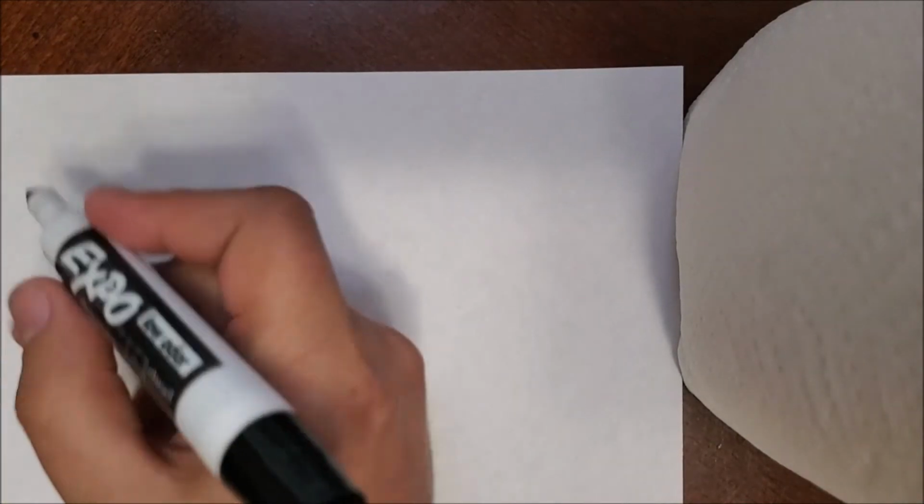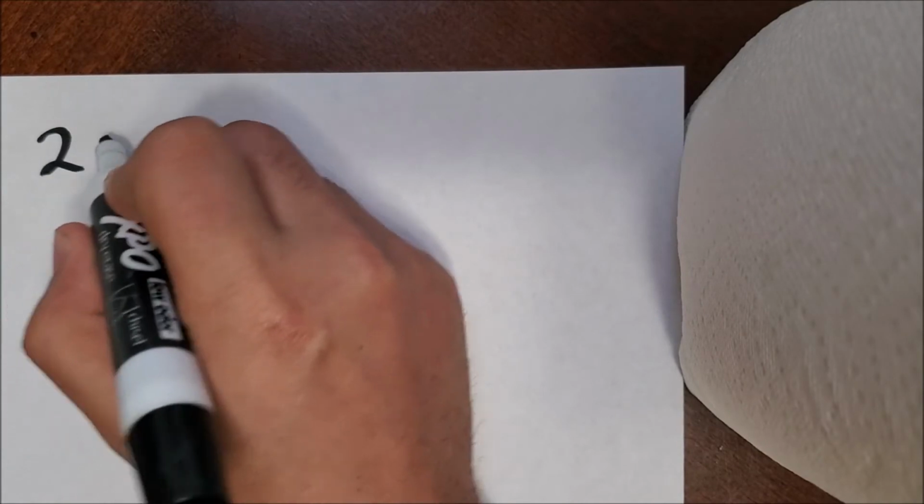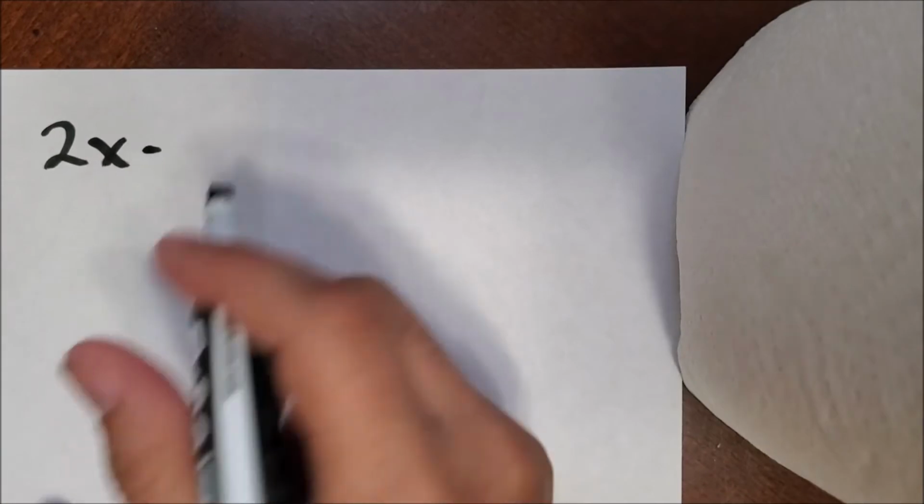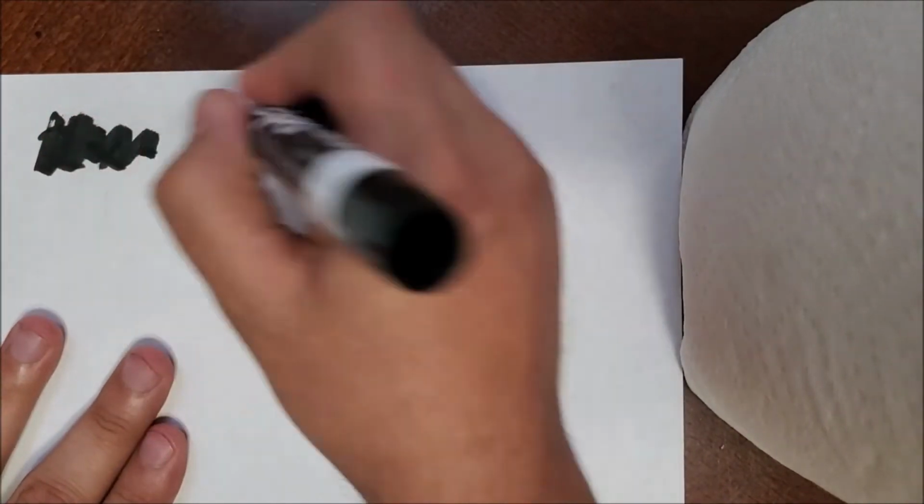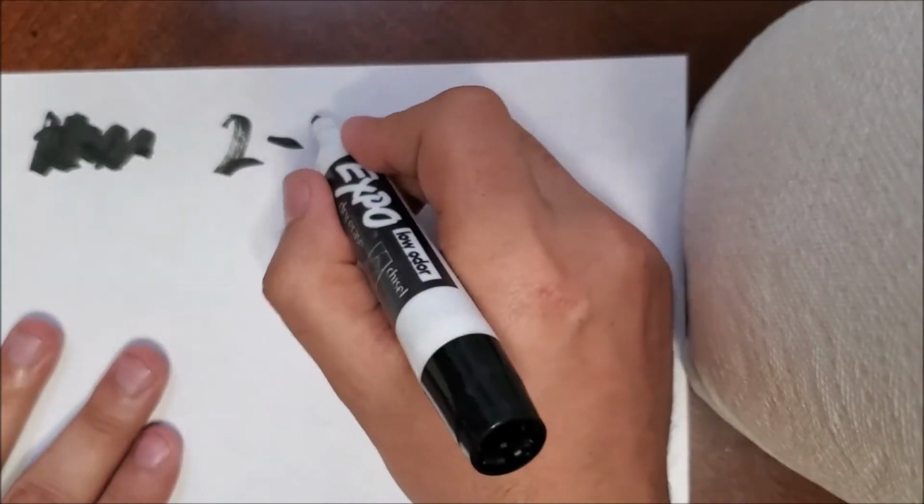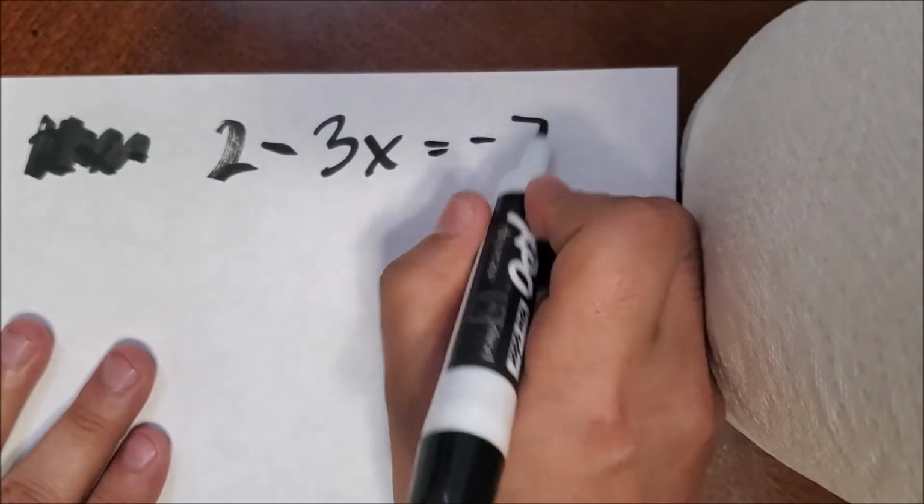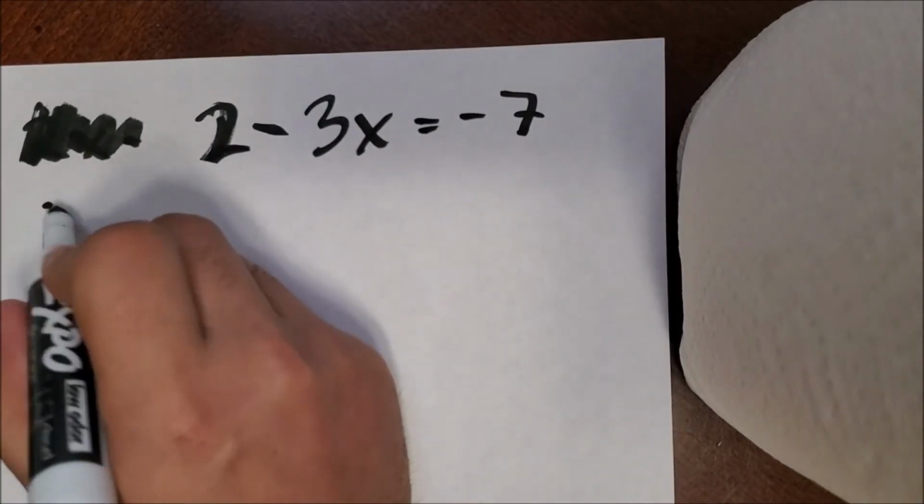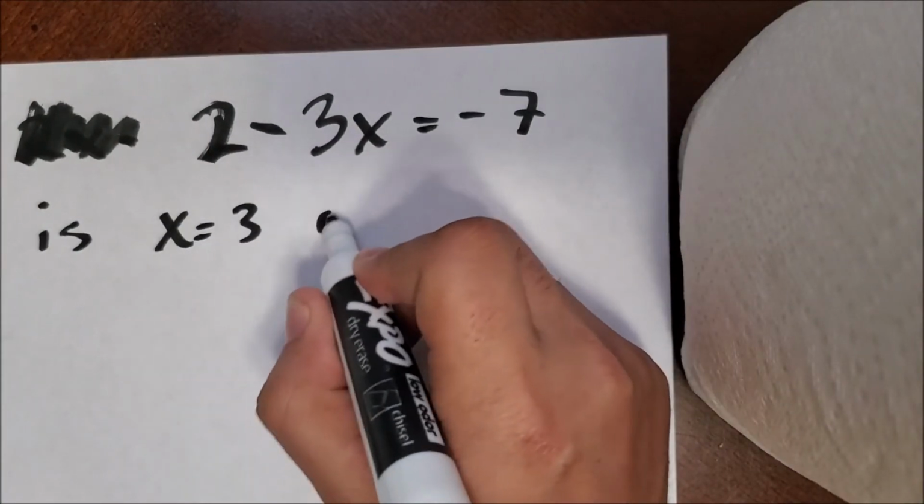Now let's look at another example. We're going to just check the solution, see if what we choose is a possible solution. So let's say 2 minus 3x equals -7. That's what I wanted to use. And the question is, is x equals 3 a solution?